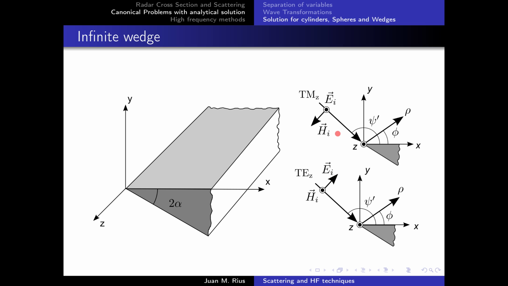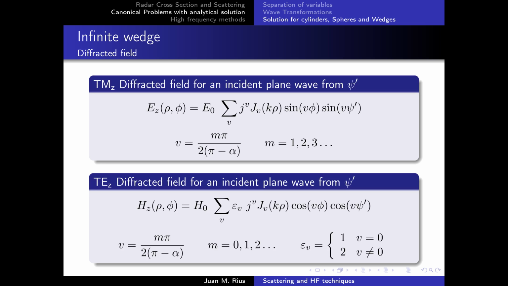The incidence direction is perpendicular to z axis and forms an angle psi prime with respect to xz plane. So this psi prime angle is the incidence angle. The observation angle is phi, the same phi in cylindrical coordinates, and the observation distance to z axis is rho, the usual cylindrical or polar coordinates.